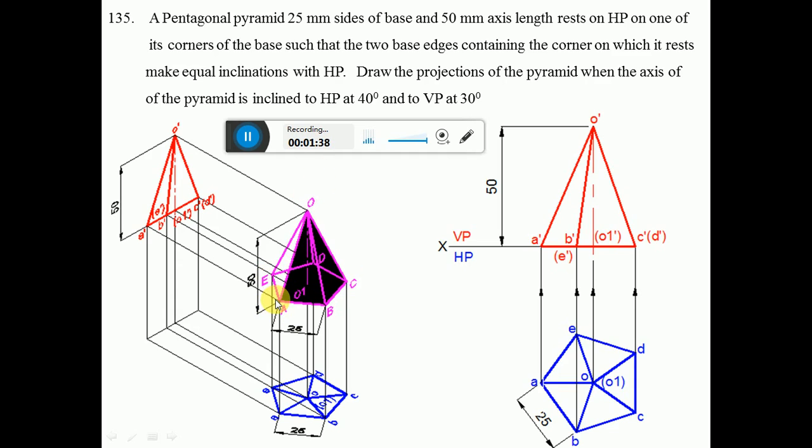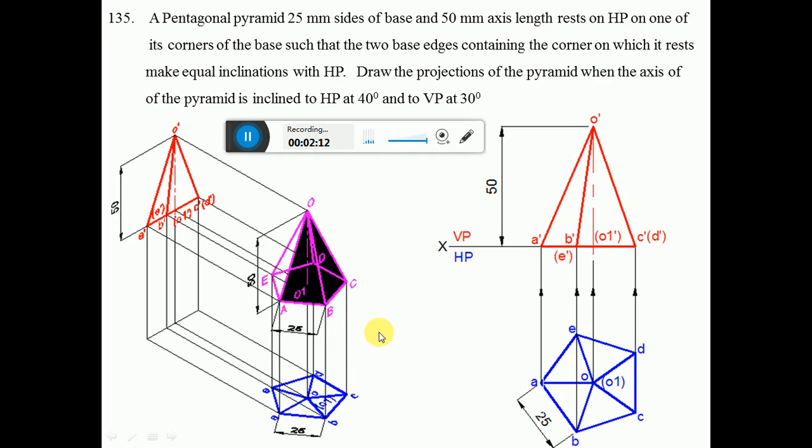ABCDEA is the one which is visible. So we have drawn that ABCDEA is visible. And when you look from the top view, join between OA, OB, OC, OD and OE. These are called slant edges. Similarly, OAB is a triangular face, OBC is a triangular face, OCD is a triangular face, ODE is a triangular face, OEA is one more triangular face. So we have 5 triangular faces for a pentagonal pyramid.